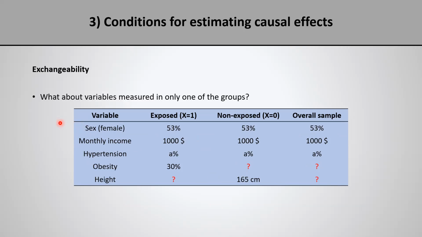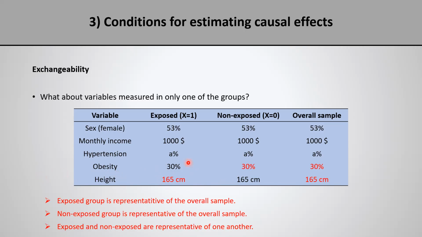What about if we had the rather weird situation, but please bear with me because this is just to explain a concept, where we only measured some variables in one of the groups but not in the other. So here, for example, we have measured the variable obesity only in the exposed subgroup and the variable height only in the non-exposed subgroup. So what will be the proportion of obese individuals in the non-exposed and in the overall sample, and what would be the average height in the exposed and in the overall sample based on this information?